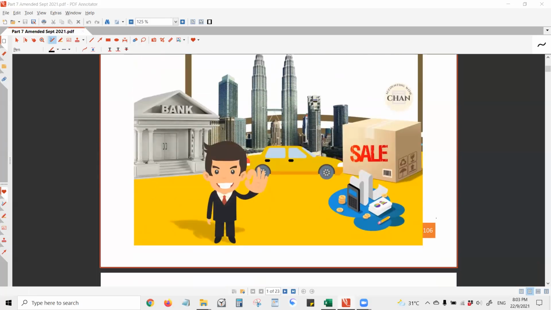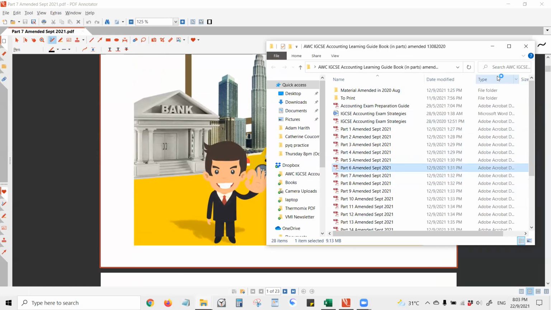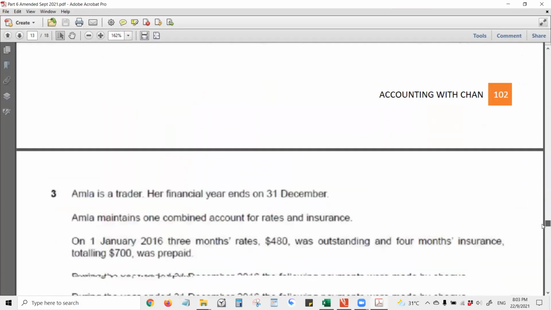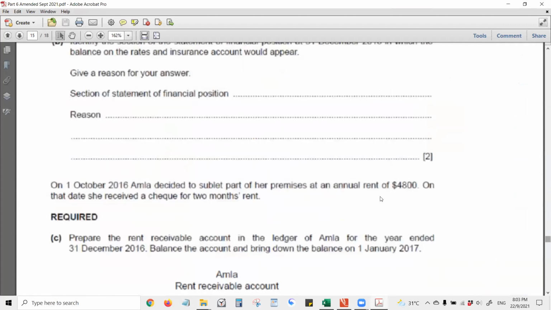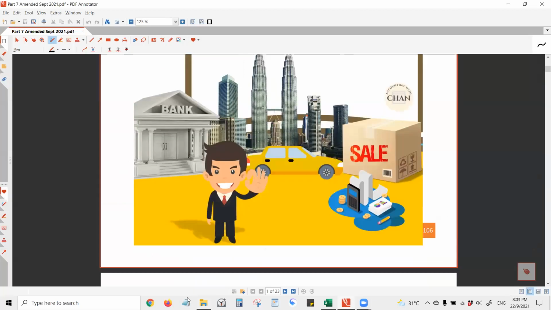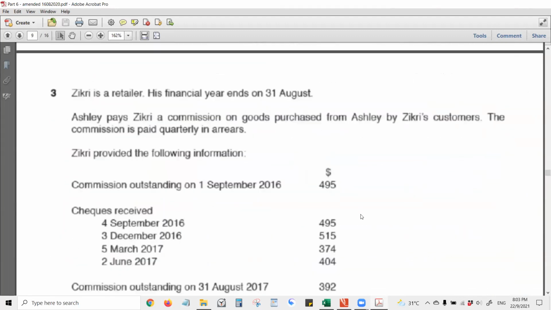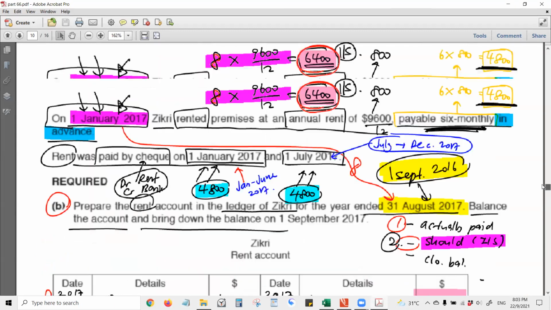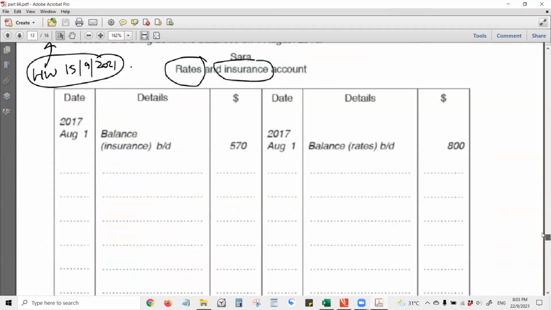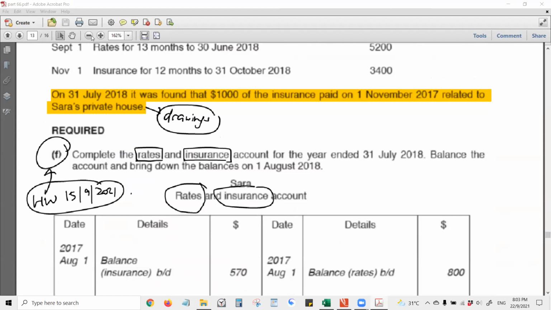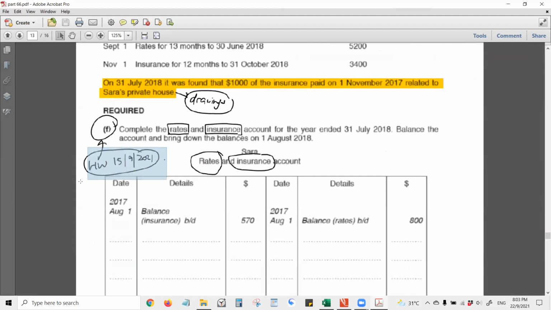Depreciation. Okay, so you come to page 106. Okay, come to page 106. We begin on this new topic. Last week, I remember I assigned you a question to do as homework. And the homework is this one. This is the one. Okay, so 15 of September this year.